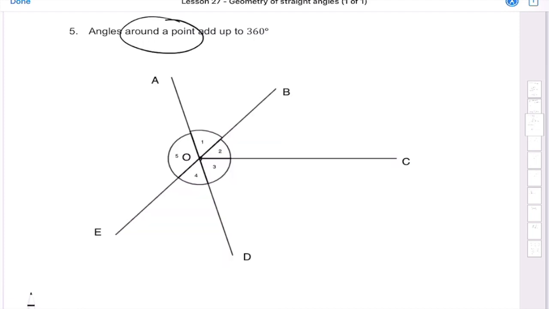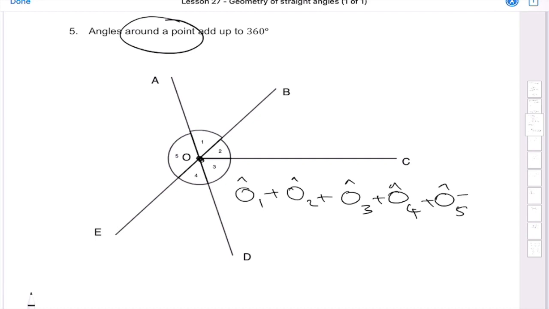In this diagram, our point there is point O, and there are 5 angles that are formed around that point. And these are angle O1 and angle O2 and angle O3, O4 and O5. So all these are formed around a point, and the property is that when we add this together, we will get an answer of 360 degrees.